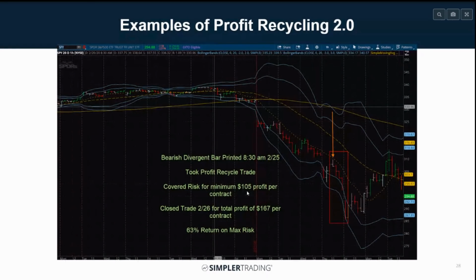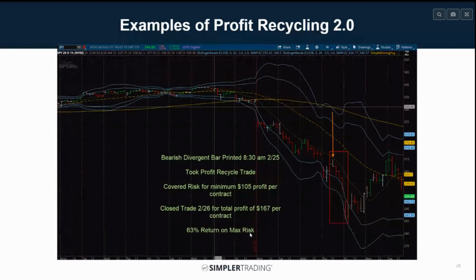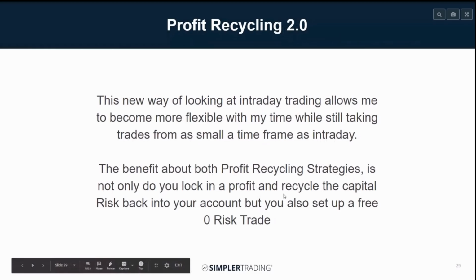That was my worst case scenario on the trade once my risk was covered. Worst case was 105. The next day, I was able to add $62 of additional profit to that to lock in $167 profit per contract. So it was a 63% return on my initial max risk that I had out there. More importantly, I was not having to hold that risk out on the table overnight. I was able to lock it in and then also give myself kind of a free bonus trade to take an additional profit from.